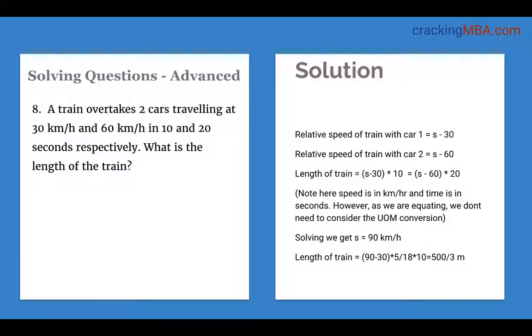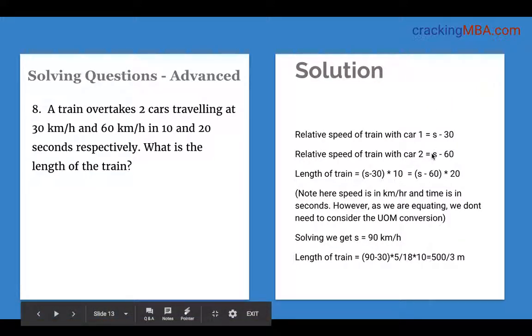Here we know the relative speed of the train with respect to two moving objects, which are cars. The relative speed of the train with respect to car 1 is s minus 30, where s is the speed of the train. The relative speed of the train with car 2 is s minus 60. The length of the train is nothing but the relative speed into the time taken to overtake that particular car. For car 1, the relative speed is s minus 30 and the time taken is 10.